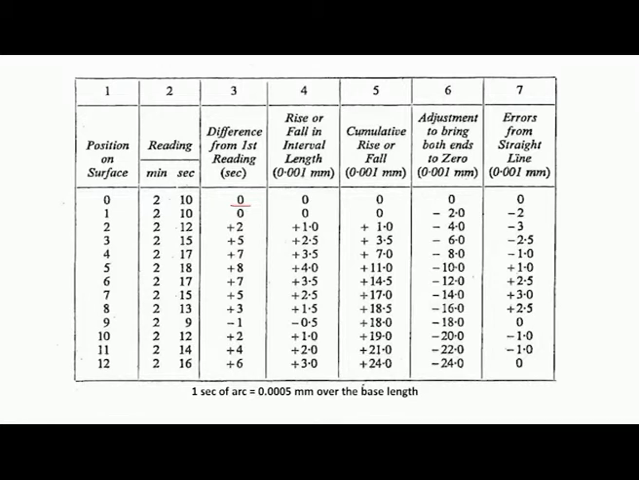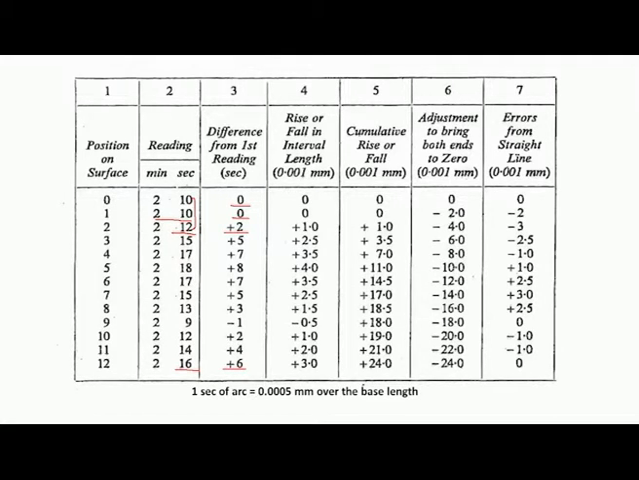Initially we mark it as 0 because this is the starting point and there is no difference. Now this is the second reading. The difference from the first reading is again 0, and the third reading is 2 minutes 12 seconds. The difference from the first reading is plus 2 seconds. Like this we have to find the difference from the first reading for all the values. The last reading, you can see here, is 2 minutes 16 seconds, whereas the first reading is 2 minutes 10 seconds. So the difference is plus 6 seconds.